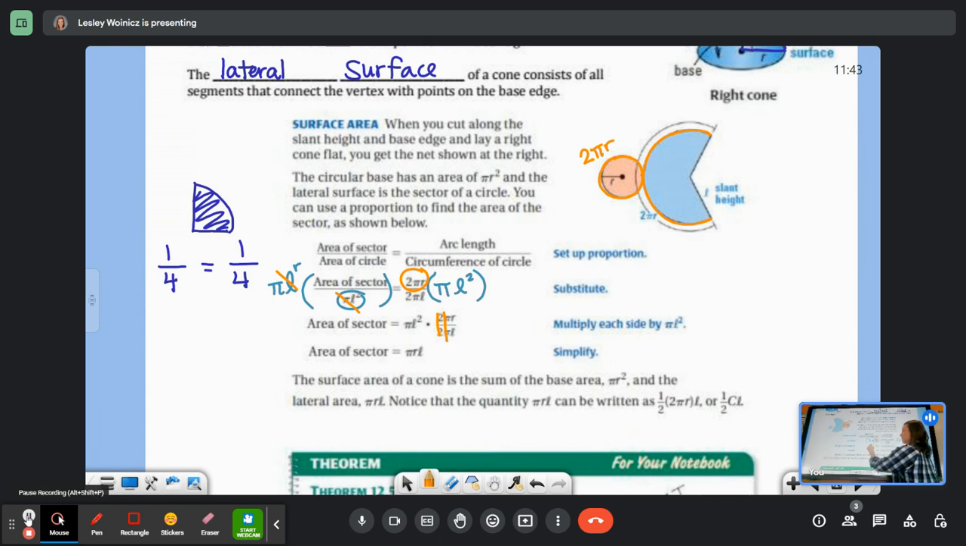I have an r left over, and I get to cancel one of my l's. So if I have l squared over l, you see that I just have one l left? Okay, perfect.